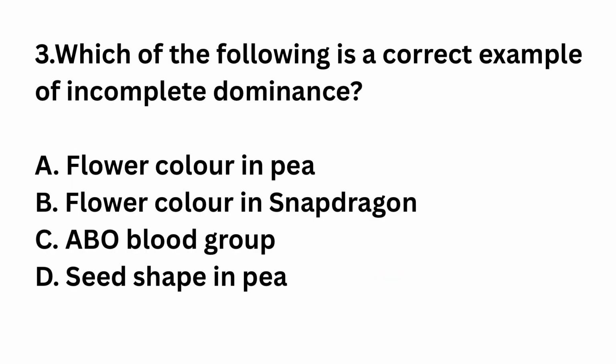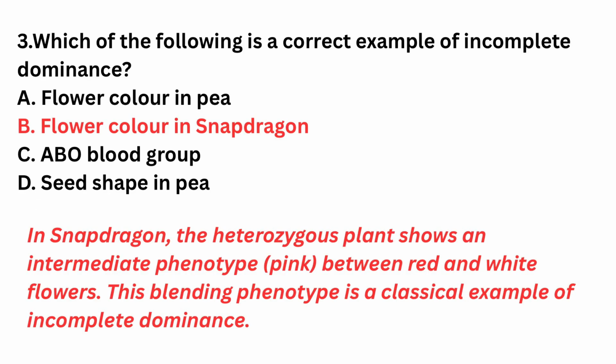Question number 3. Which of the following is a correct example of incomplete dominance? Flower color in pea, flower color in Snapdragon, ABO blood group, seed shape in pea. The right answer is option B, flower color in Snapdragon. In Snapdragon, the heterozygous plant shows an intermediate phenotype, that is pink, between red and white flowers. This blending phenotype is a classical example of incomplete dominance.